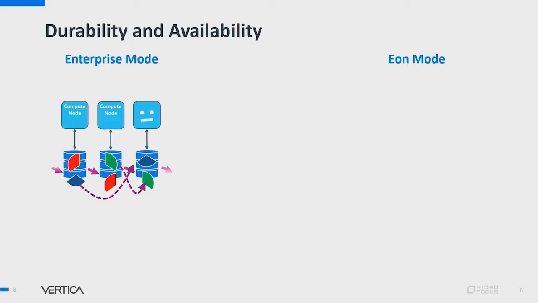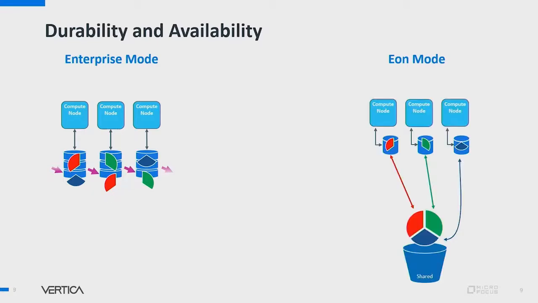This can be time-consuming when the database is running because the buddy node is serving two segments at the same time it is tasked with restoring the buddy copy. And we are not just restoring the lost node segment in dark blue, but also the lost node's buddy segment in green. Eon mode is quite a bit simpler.